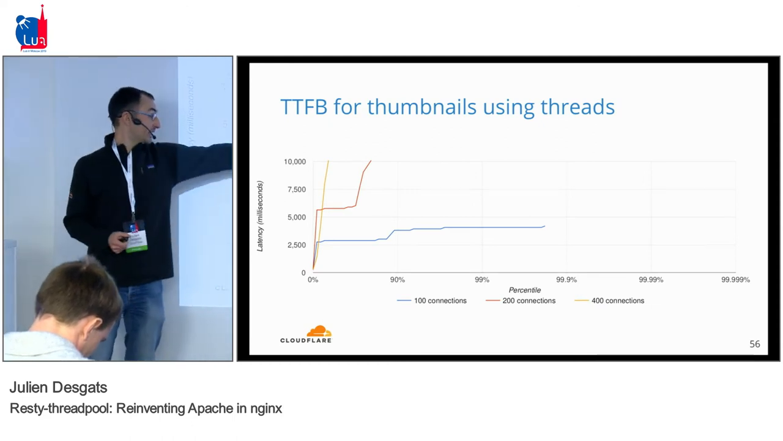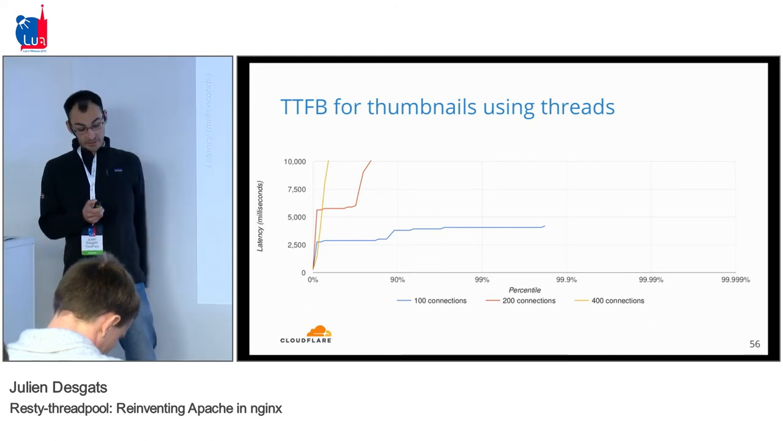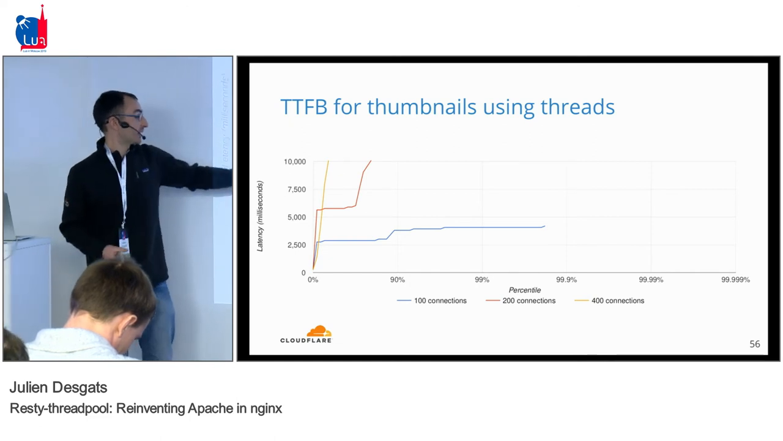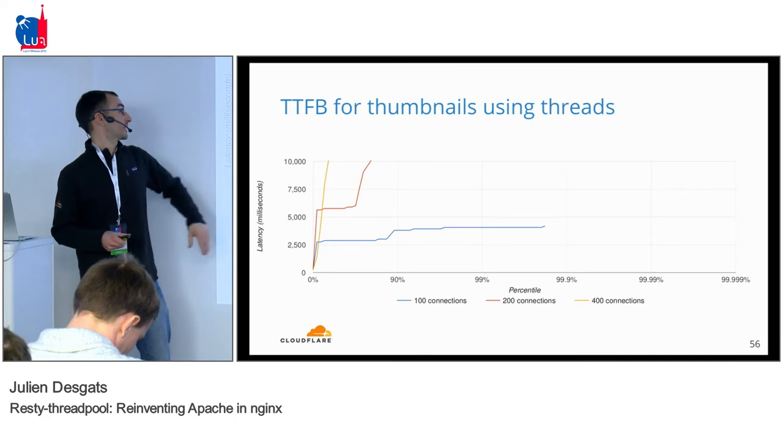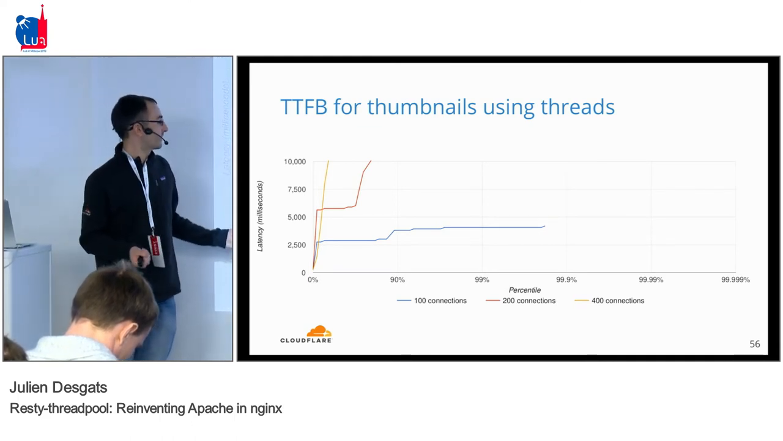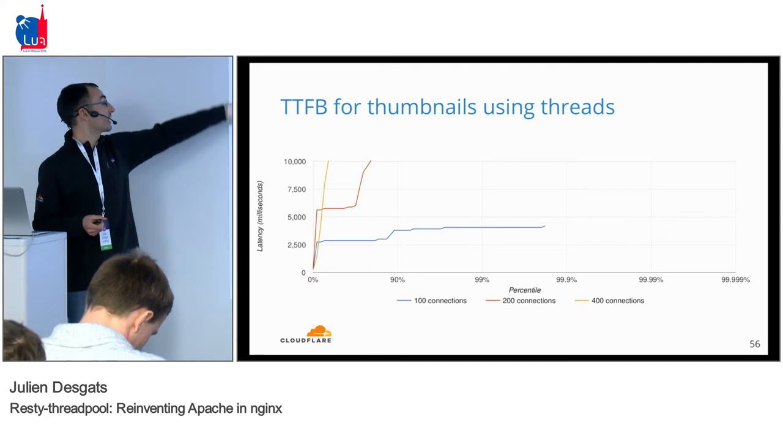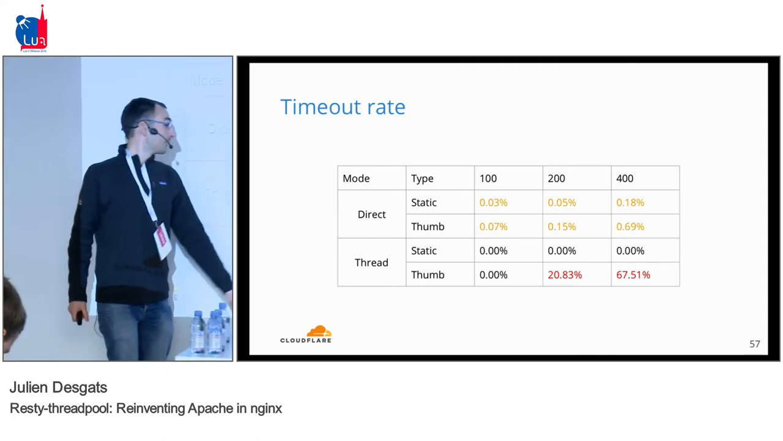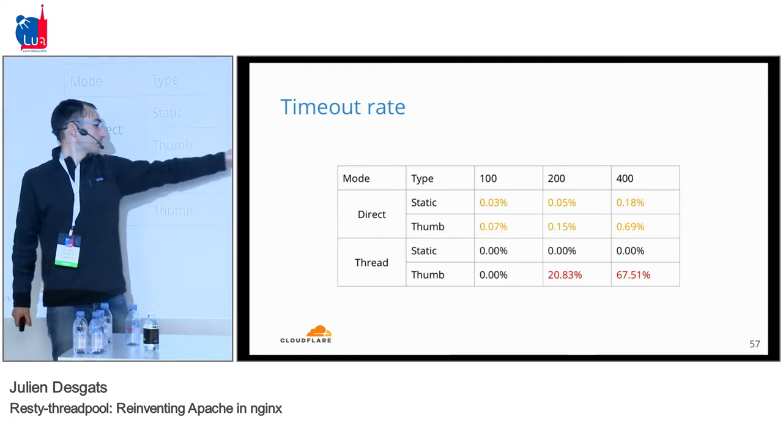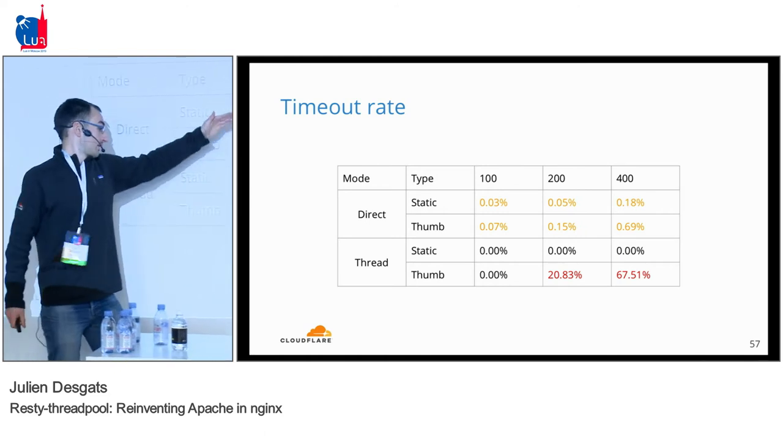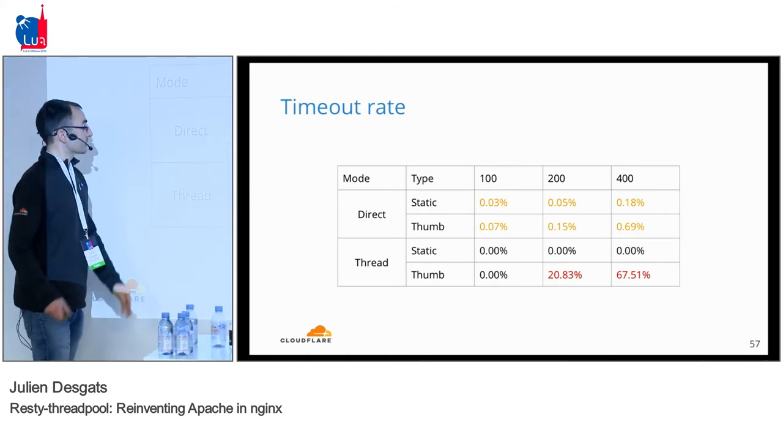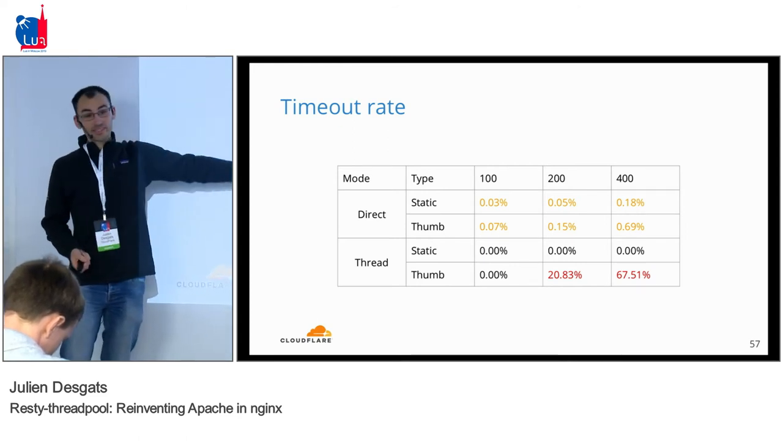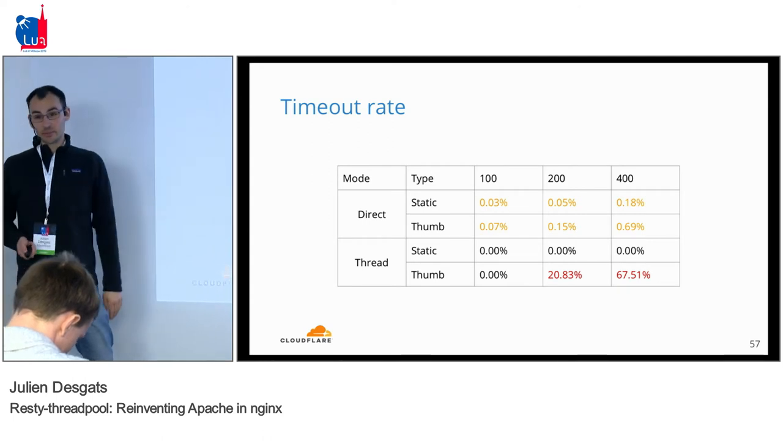Here we can see that with 400 connections, the requests got handled pretty well. Not pretty quickly, but they got handled. But as soon as the servers start being very loaded, the latency just explodes, and there are a lot of errors. Here we can see that using the direct event loop mode, we had a few errors, but we have a lot more using threads. So something is clearly happening there. We did solve the problem with the static files, but we made the situation worse for the other ones.